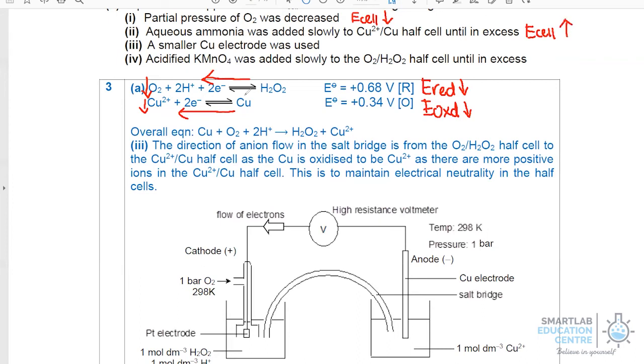If a smaller copper electrode were used, copper is a solid, therefore it does not shift the position of equilibrium, so there will be no change to the E cell value. If potassium manganate was slowly added to the oxygen hydrogen peroxide half cell, then we know that potassium manganate can oxidize hydrogen peroxide to form oxygen. So in this case, the concentration of hydrogen peroxide will drop and the concentration of oxygen will increase. It means the position of equilibrium will shift forward, and therefore we will expect the E reduction value to increase, and since the E reduction value increases, E cell will increase.